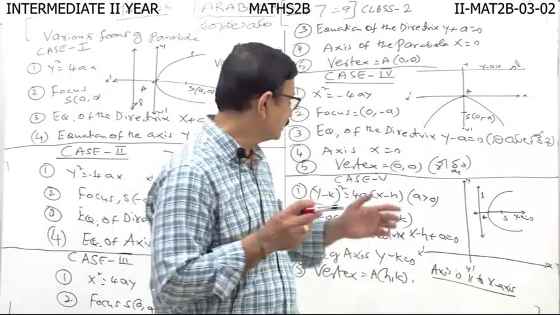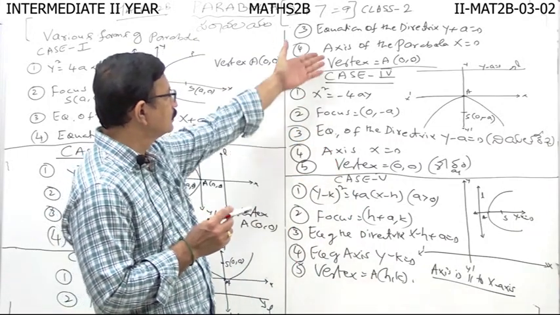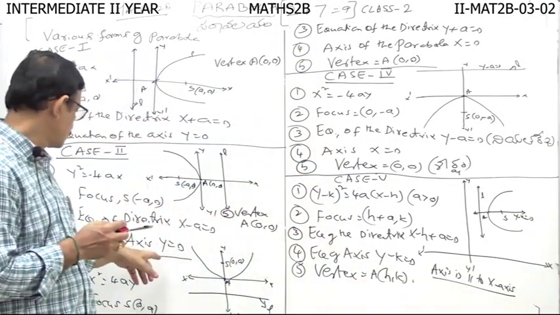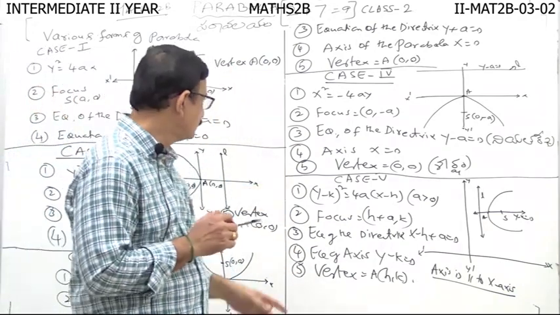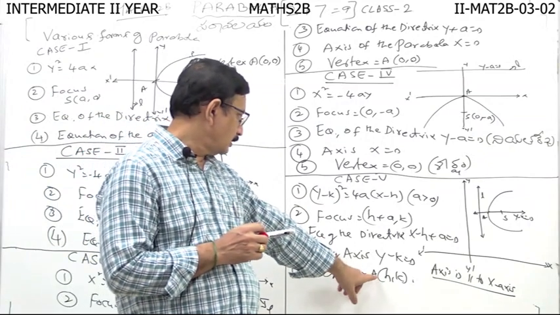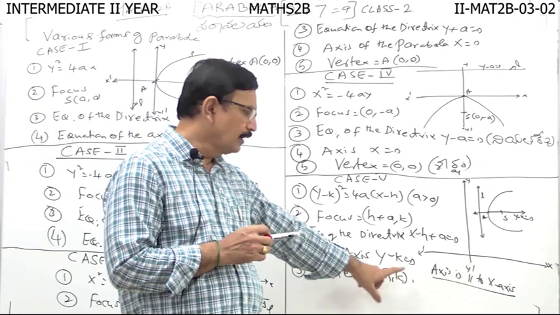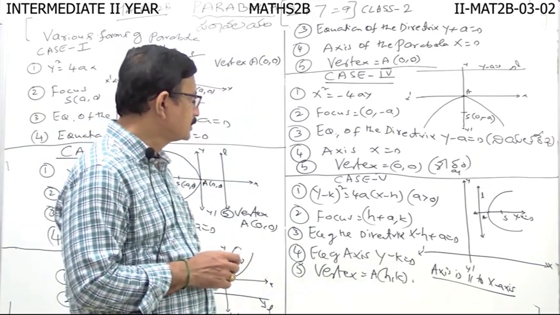In the previous 4 cases, what I have observed is the coordinates of vertex are 0 comma 0, and the second case also 0 comma 0. The first case also 0 comma 0. Coming to this case 5, coordinates of vertex is (h, k). Therefore, this comes under case 5.